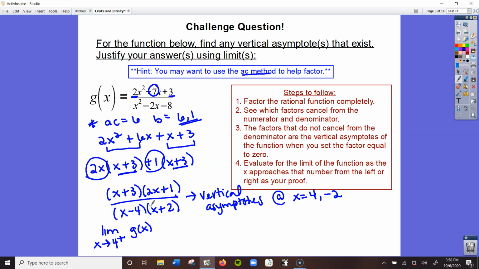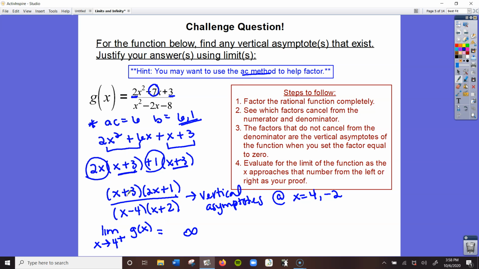Now I chose to write g of x. You can also just copy the function. It's completely up to you. So since I'm finding for when x is approaching 4 from the right, and I know my answer will be some kind of infinity, I am going to plug in a number slightly to the right of 4. So in this case, let's say 4.1.